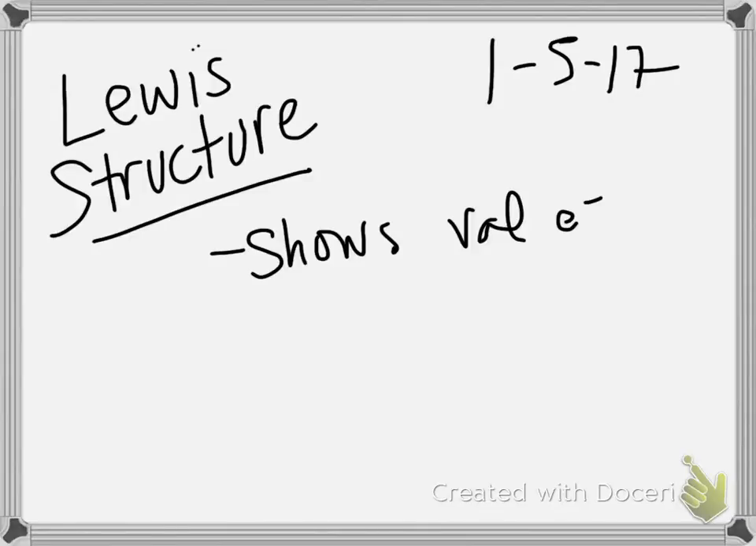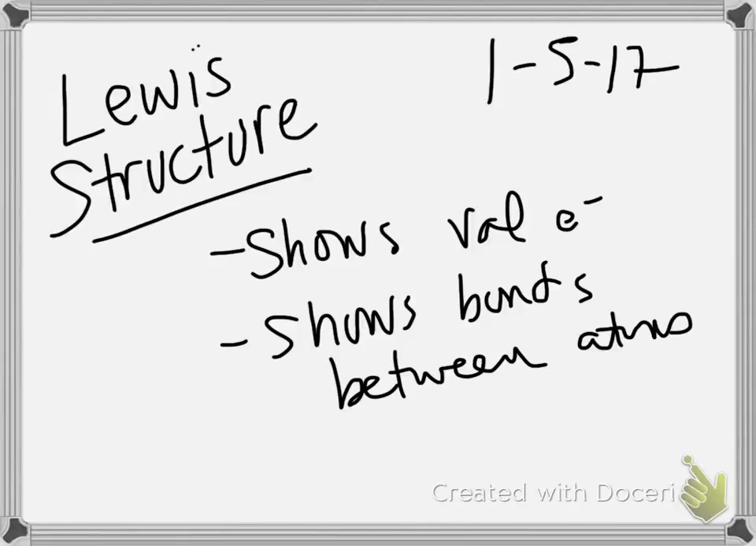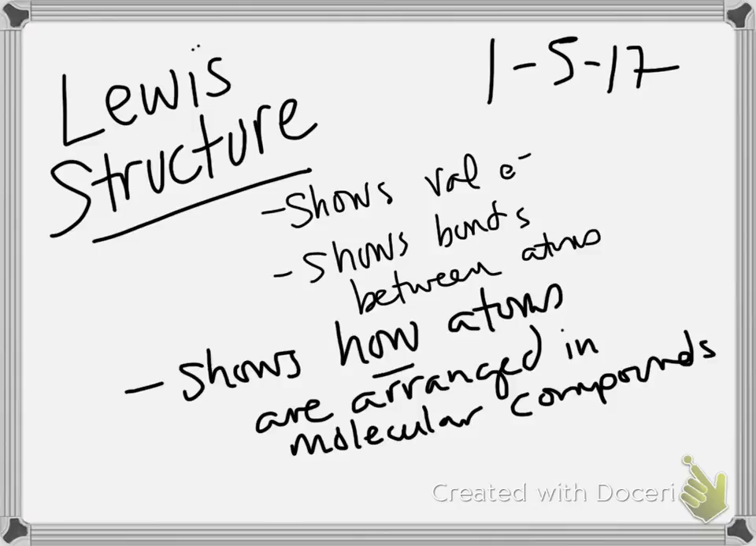Structure shows valence electrons. What else? What we got? Okay, it shows the bonds between atoms. It shows actually how the atoms are arranged in a molecular compound. Anything else we should add to this? Actually, that was pretty good. So it shows how the atoms are actually arranged. It shows the physical structure of a compound.